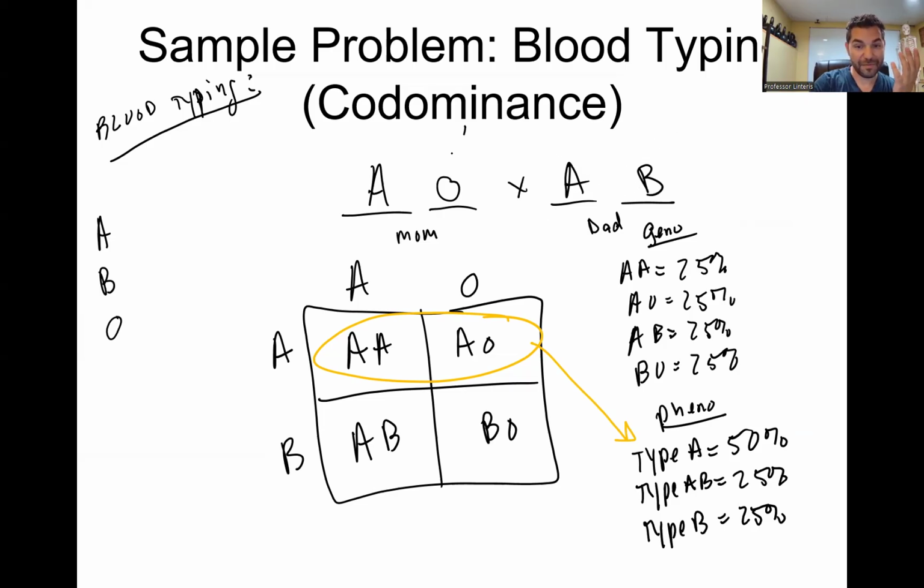Could the mother have a child that's type O? Yes. So maybe, I don't know. That guy's not the dad. And that's kind of the practice that you would go about doing it. So this is called codominance because you can express two dominant alleles. You can have an A and a B, both making proteins, both being dominant.